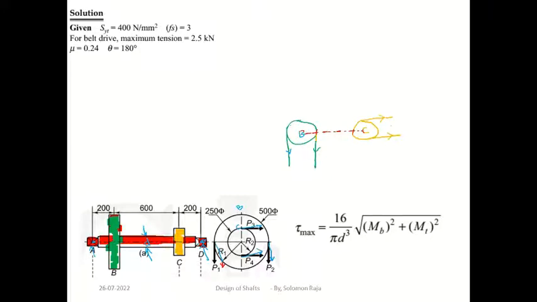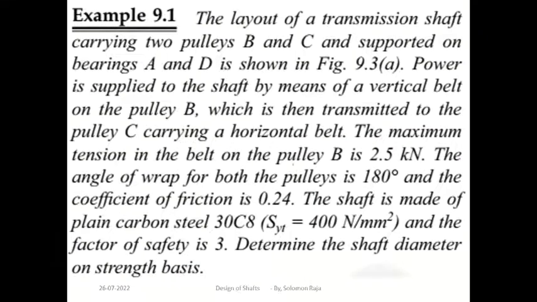So based on these forces, we have to find out the diameter of the shaft. In simple words, first we have to find out the forces acting on the shaft, and based on the amount of forces, or the applied forces on the shaft, we have to design the diameter of the shaft. Okay, let's see further. Let's see the remaining data.